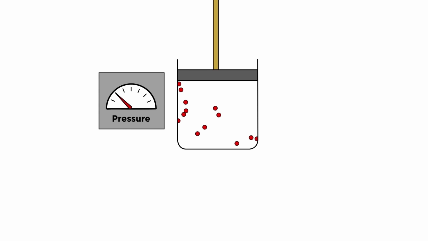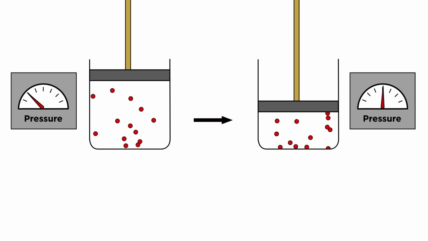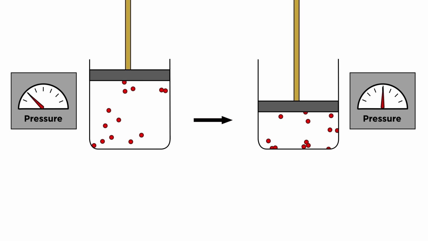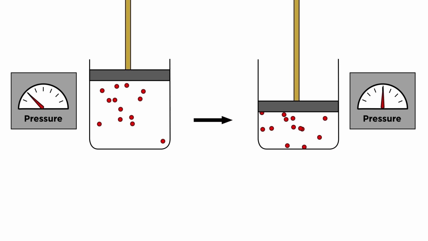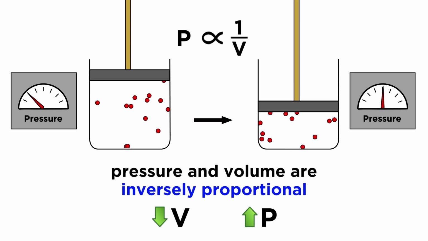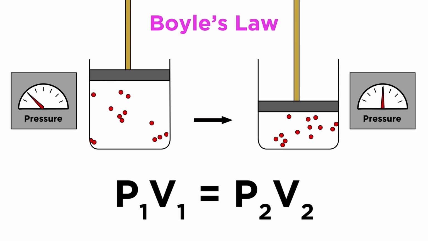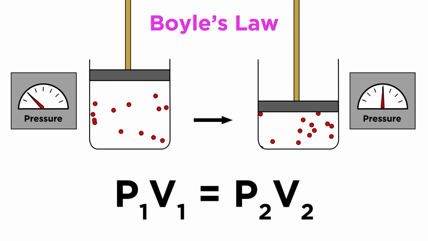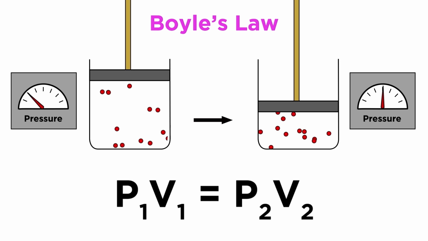Let's look at a piston. While keeping the moles and temperature the same, in other words, the same number of particles moving at the same speed, if we compress the volume, the pressure must go up. The particles will be hitting the sides more often because there is less distance to travel to hit a side. That means that pressure and volume are inversely proportional. If one goes down, the other goes up. This is expressed in Boyle's law, P1V1 equals P2V2. If we double one variable, we have to cut the other one in half in order to keep this equation valid.